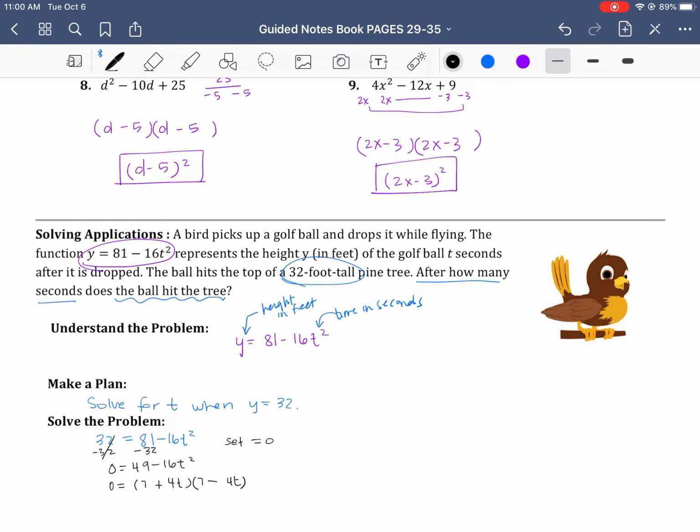With quadratics, it's very common to get your two solutions and only one of them satisfies. So notice here, if I were to say what value of t makes this 0, well, that's a negative 7 over 4. And this one is a positive 7 over 4. So if we're talking that t represents time, that negative solution isn't actually valid. So we know that the ball hits the tree after 7/4 seconds, or in other words, 1.75 seconds.